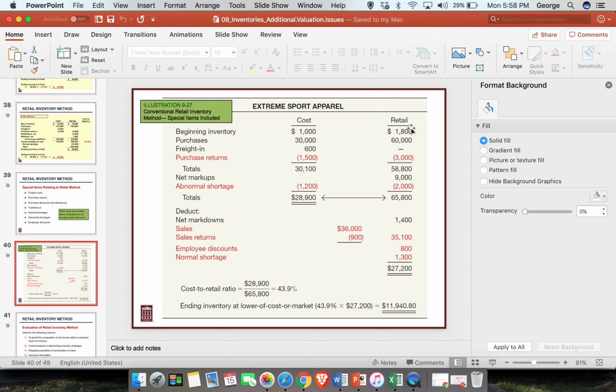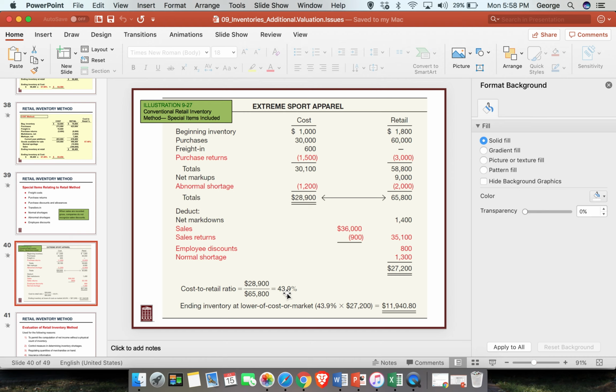So my beginning inventory is only 1,800. Then we add these other costs of 60 less the 3, and so we have 58.8 here, plus 9 less a 2. So 65.8 was my total inventory cost at retail. 28.9 would be my numerator. So 43.9% would be my gross profit ratio.